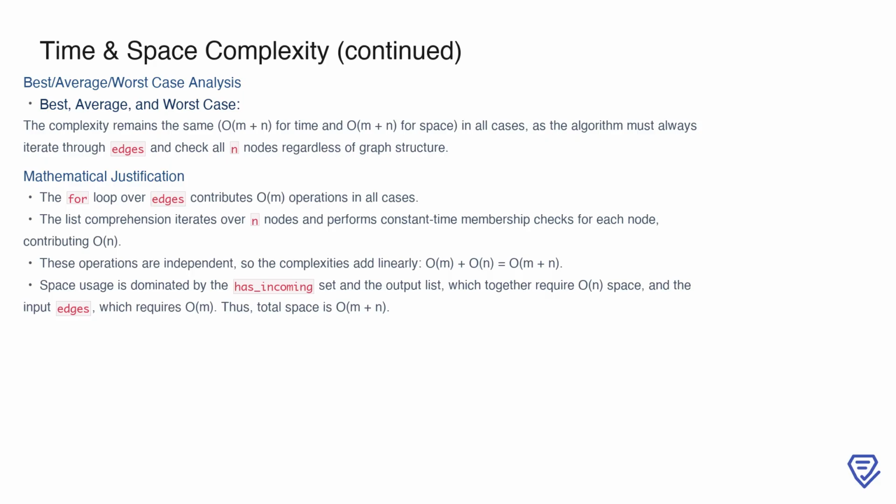Similarly, the space complexity is determined by the has_incoming set, which can hold up to n nodes, the output list, which can also contain up to n nodes, and the input edges, which requires O(m) space. Together, these factors result in an overall space complexity of O(m + n).